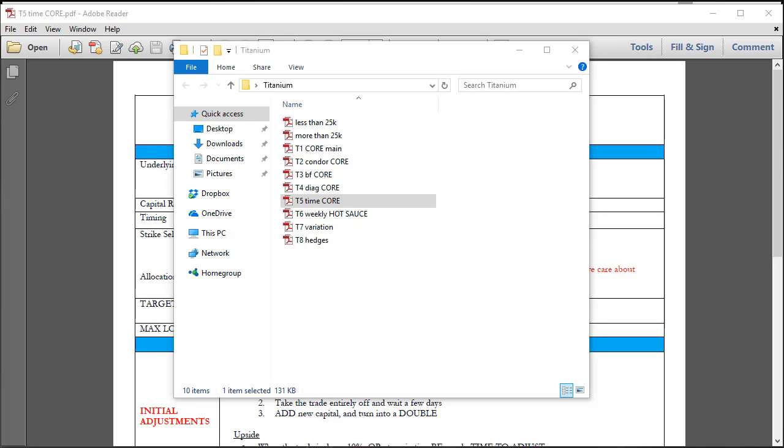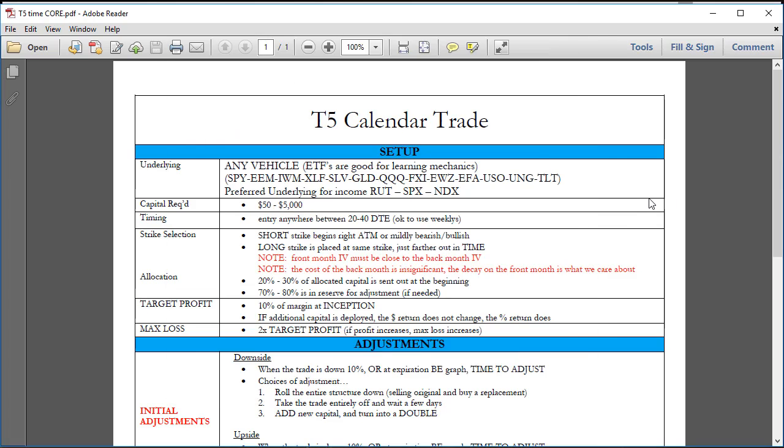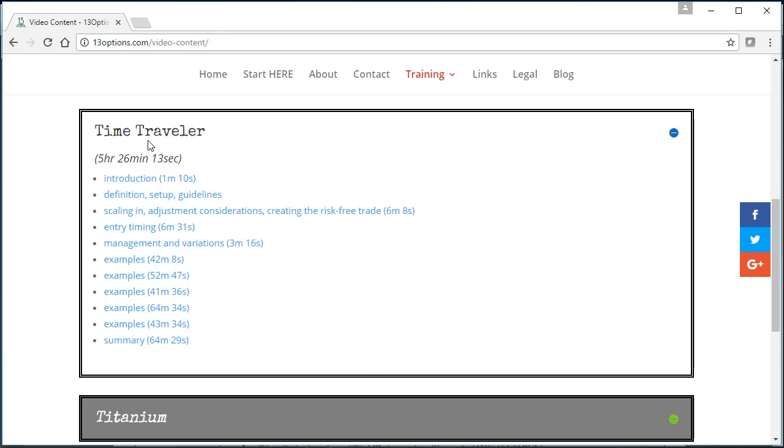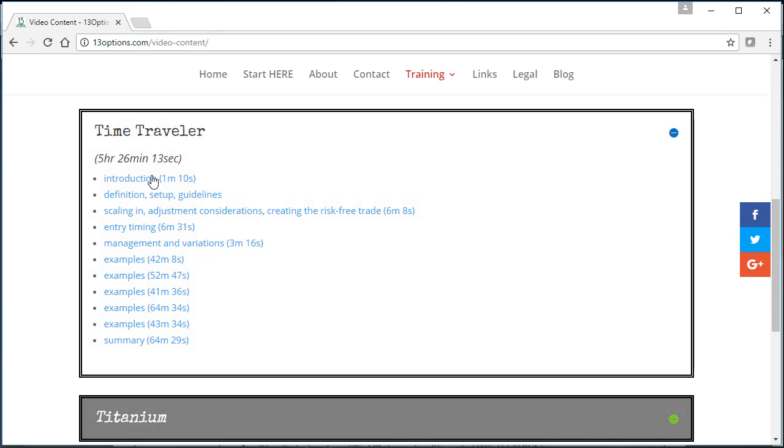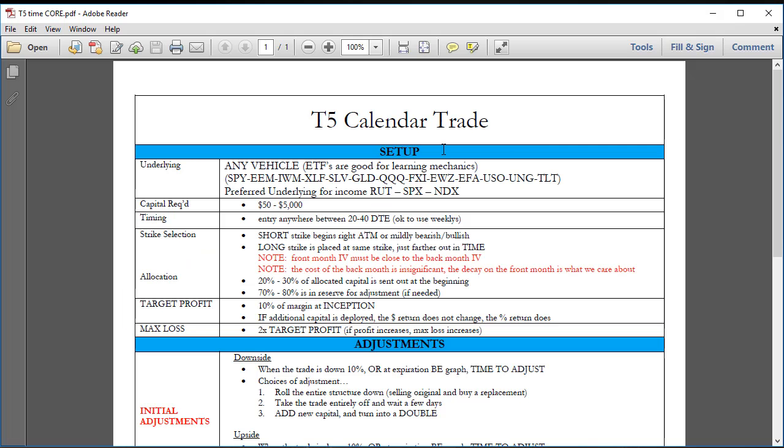The next lesson here, T5 time spread, is a quick recap of this PDF here and what is already covered at great length on the website under the Time Traveler module. It gives you the quick introduction, some considerations for scaling in, lots of examples. So I'm not going to redo everything that I've already done, but I do want to highlight three key takeaway points on this setup.